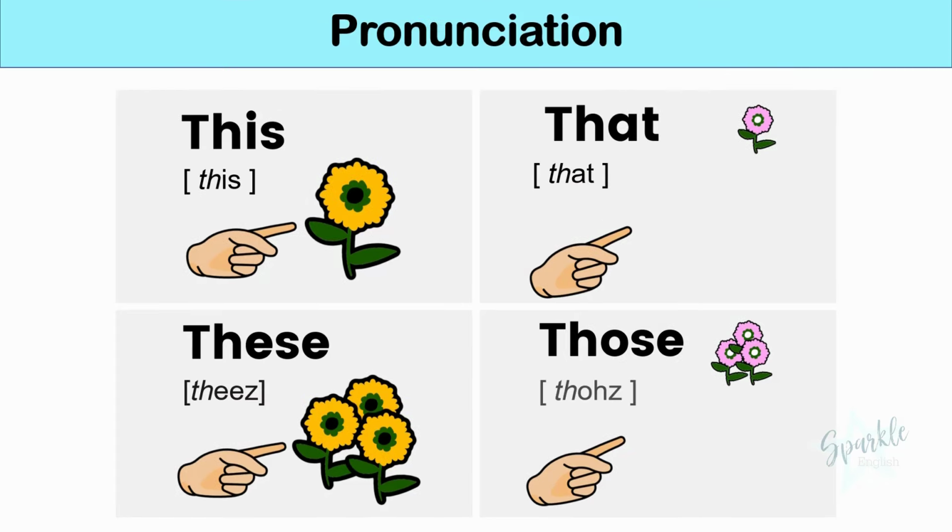Now let's discuss pronunciation. This is pronounced this. That is pronounced that. These is pronounced with a z sound at the end, these. And those is pronounced those with a z sound at the end as well. This, that, these, those.